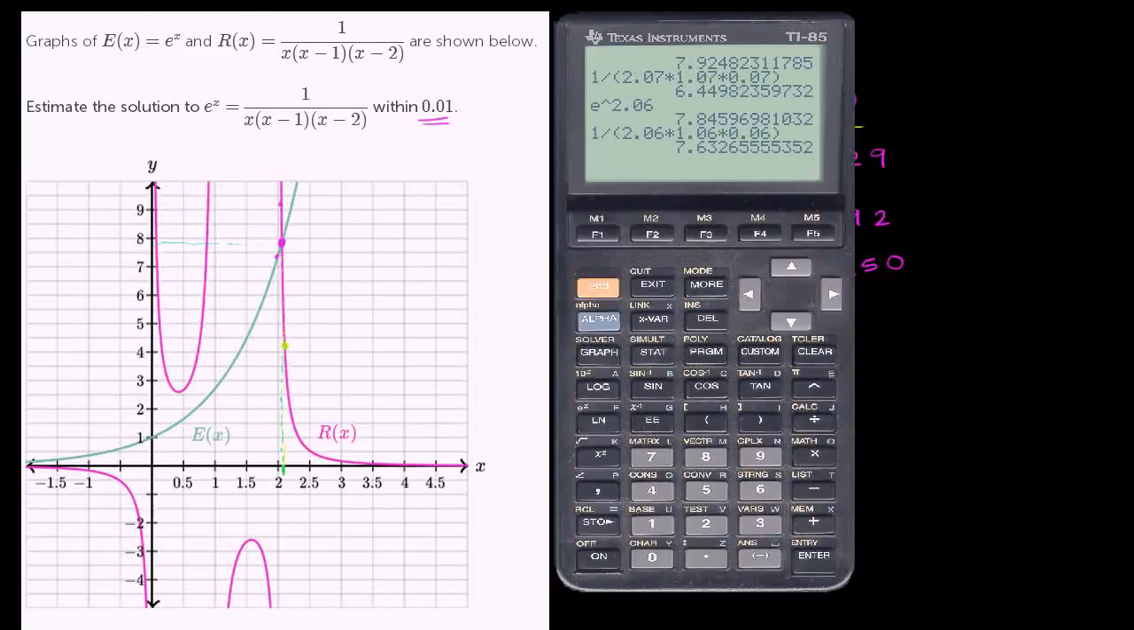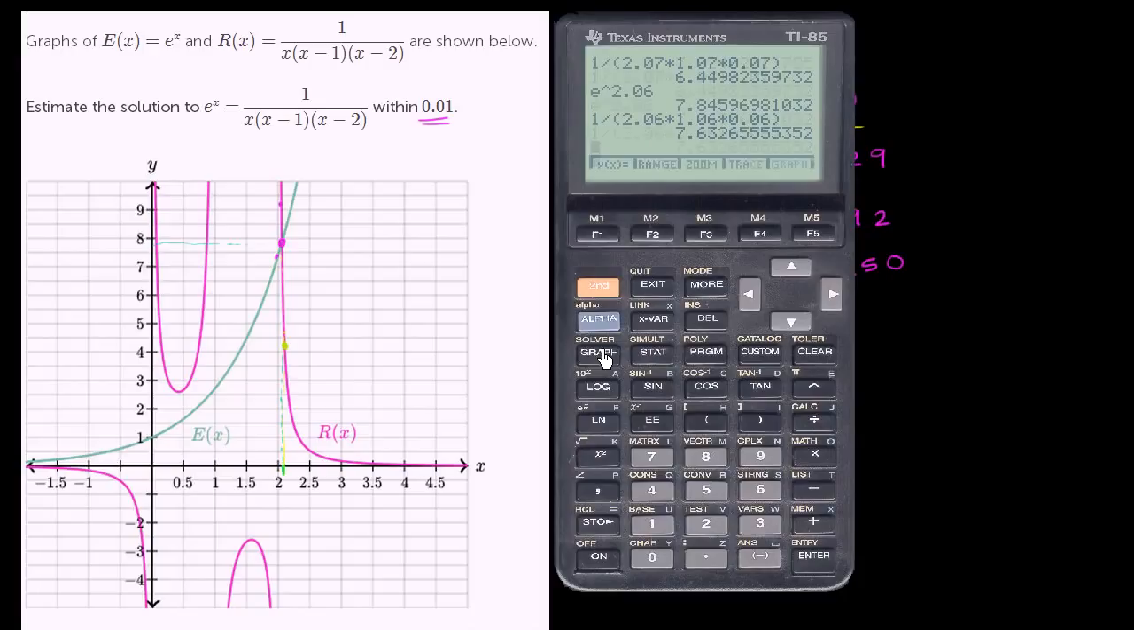In the last video, we estimated the solution to e to the x is equal to 1 over x times x minus 1 times x minus 2 using a calculator. We got a first rough estimate by just looking at this graph, and then we tried values out to really zero in on or get close to the x value where this is true. What I now want to do is actually just use the graphing functionality of this calculator to try to estimate the solution graphically. So let's go to graph.